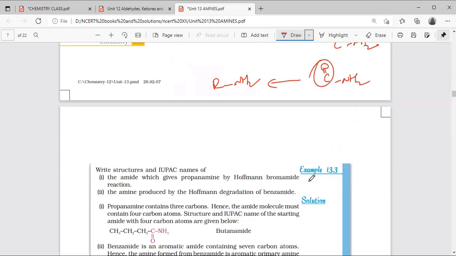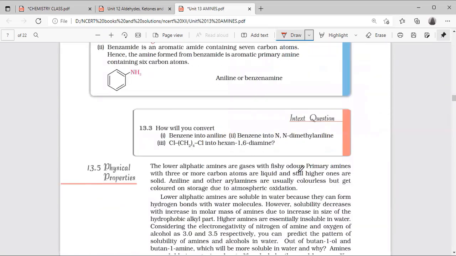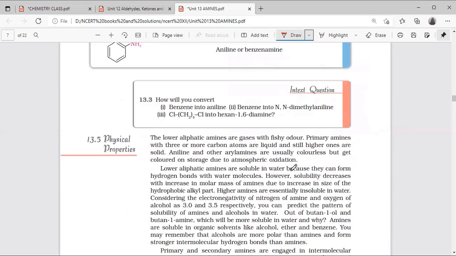Okay. Yes, sir. Once you go through that, physical properties and chemical properties you can discuss tomorrow. Seven pages means two to three classes, you can complete. It is small, it will take less time. Okay, sir. Okay.